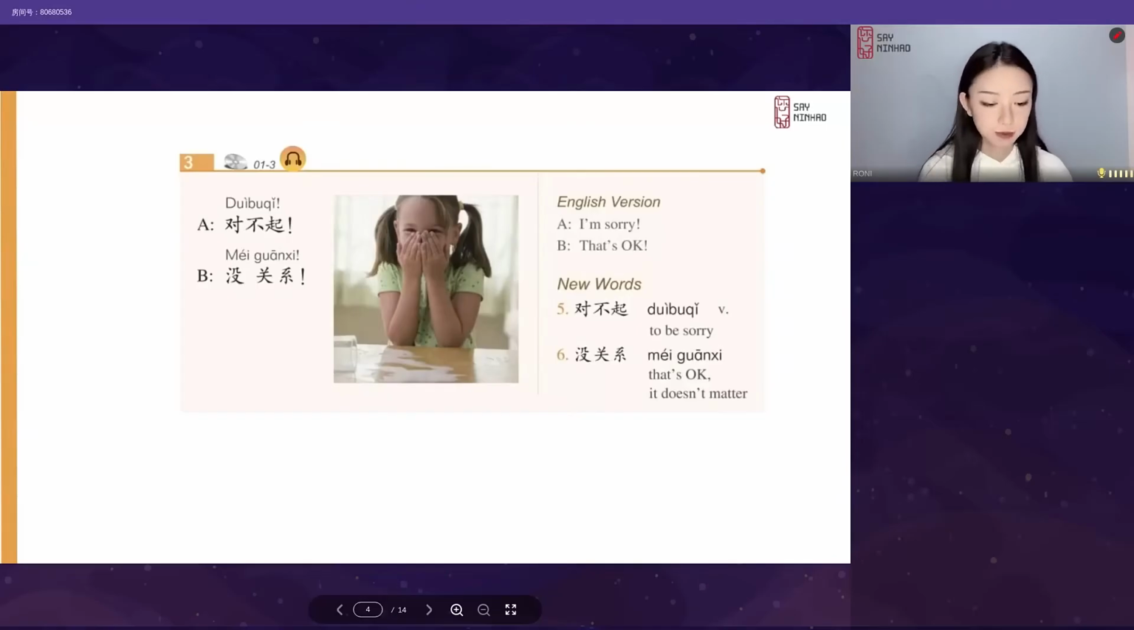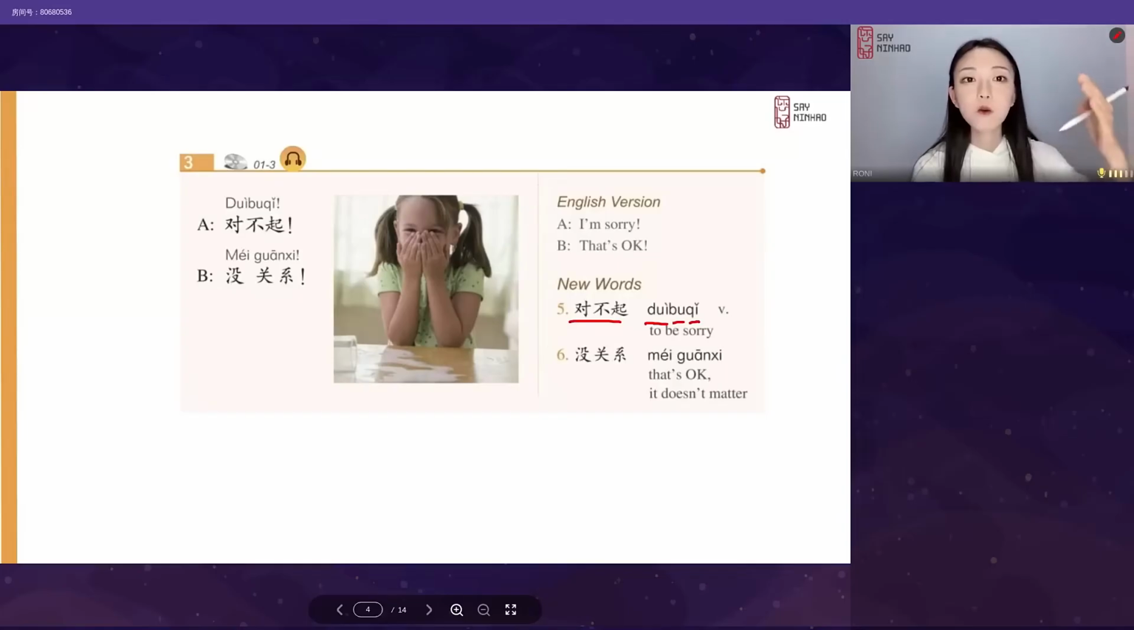First, see the new words. This one is 对不起. 对不起 means sorry. So we can see there are 3 characters and let's separate the pinyin into 3. First one is 对. The initial is d and the final is ui and the tone is the fourth tone.